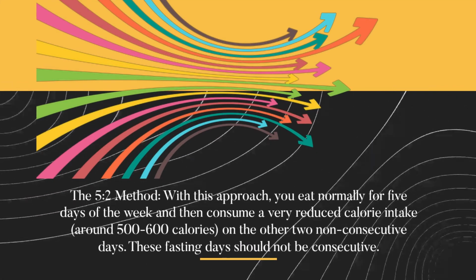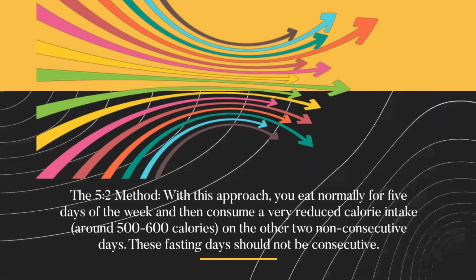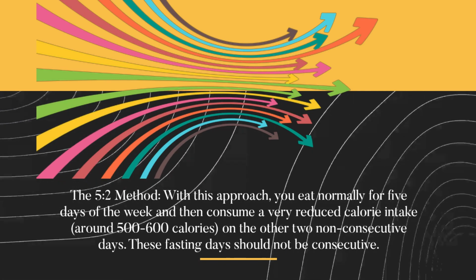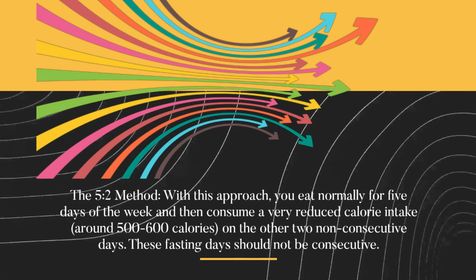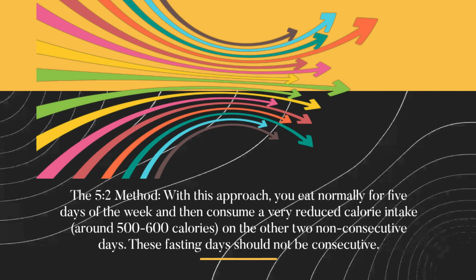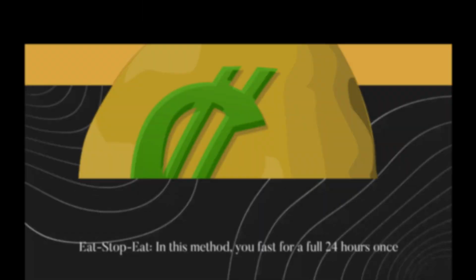The 5-2 method. With this approach, you eat normally for 5 days of the week and then consume a very reduced calorie intake, around 500 to 600 calories, on the other 2 non-consecutive days. These fasting days should not be consecutive.